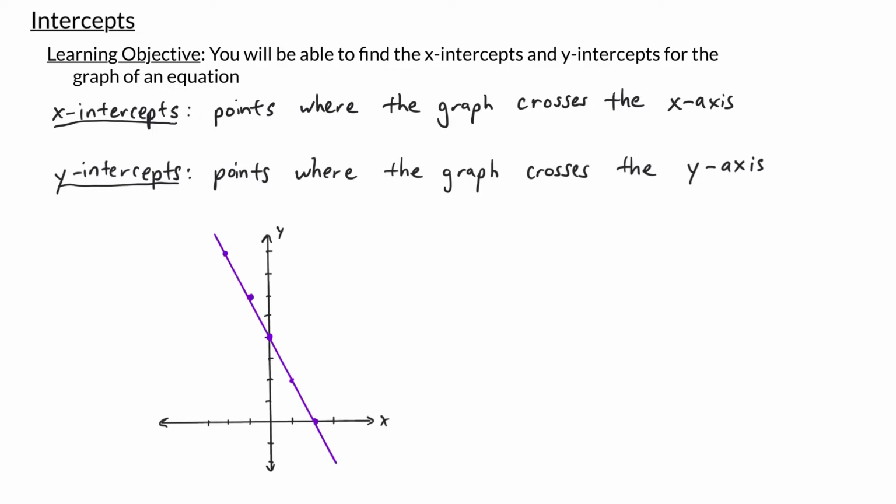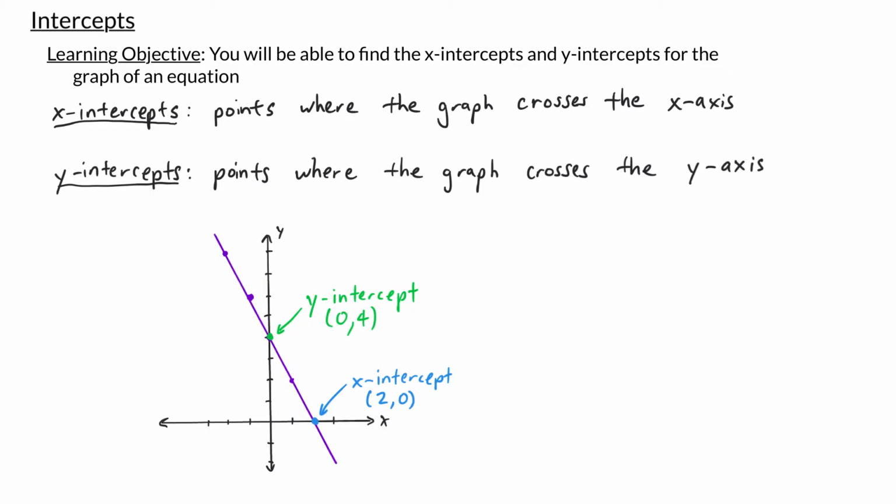Let's consider one of the graphs we looked at in our previous video. The x-intercept would be this point here, and the y-intercept would be this point here. For the x-intercept, the coordinates for that point are 2, 0. For our y-intercept, the coordinates for that point are 0, 4.